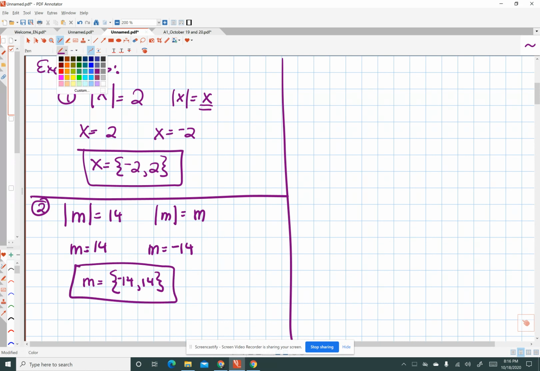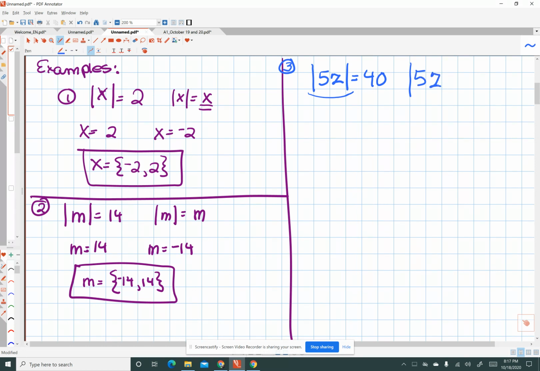Number 3, let's change our color. And let's say the absolute value of 5z equals 40. Now remember, step 1, isolate the absolute value term. Is the absolute value term isolated? Yes, it is. Now we're going to set it equal to both the positive and negative 40.